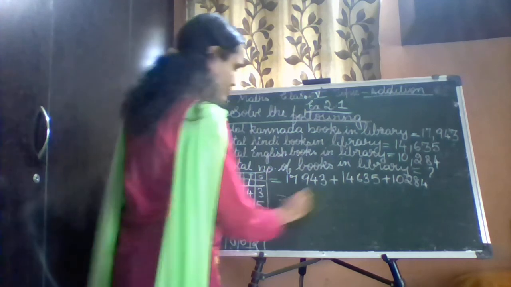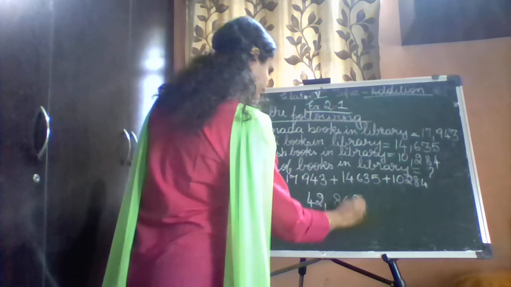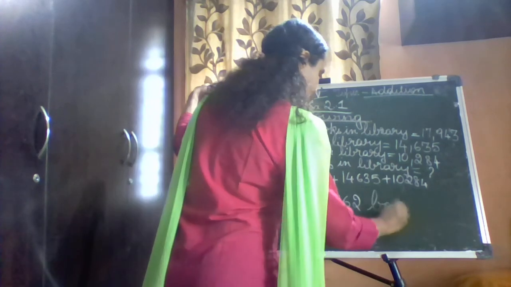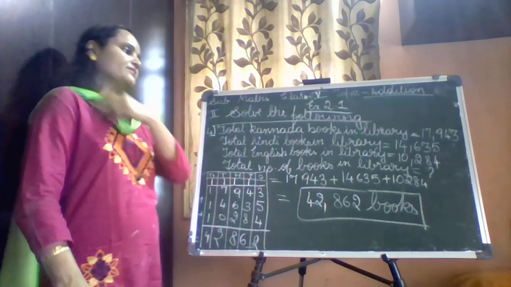So total number of books are 42,862 books altogether. So this is your answer. So these were some of the sums for addition.